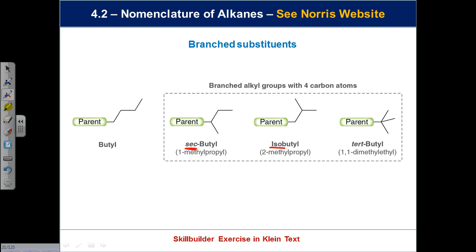So I have here the sec doesn't count. Isobutyl does, the I counts. And for isopropyl, the I counts. But over here for tert-butyl, the T doesn't count. Blame the French, I do. They came up with it. So you've got to be on top of this stuff or else it's not going to be much fun.